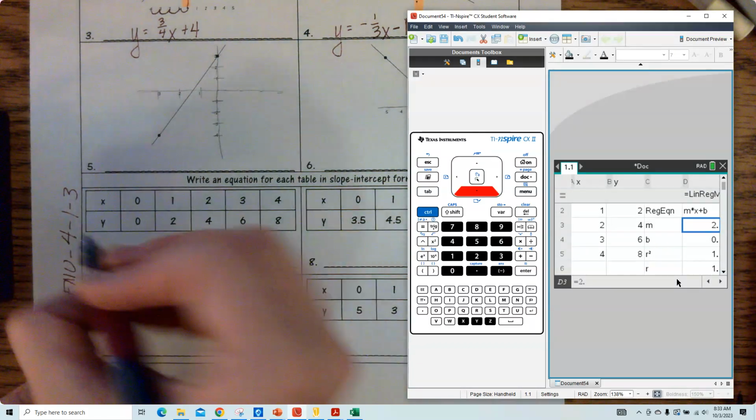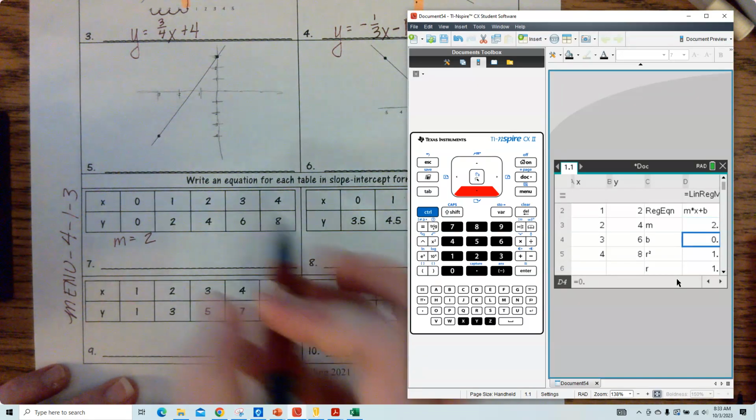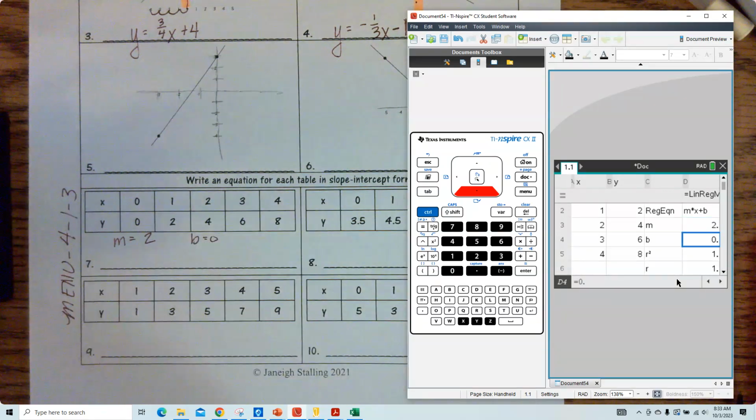So it gives me an M of 2 and a B of 0. See the M and the B? That's where I'm pulling those letters from. It also tells you where to put those. It gives you slope-intercept form right here, mx plus b.